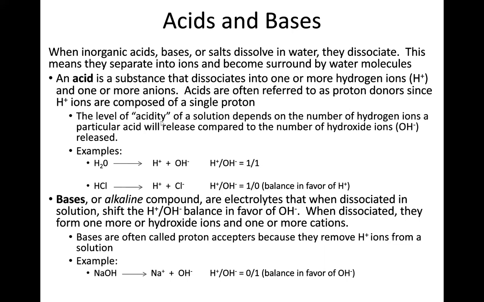Now, the level of acidity, or how strong of an acid a solution is, depends on the number of hydrogen ions a particular acid will release compared to the number of hydroxide ions, which would be this OH negative, okay? And basically, you can kind of think of it.